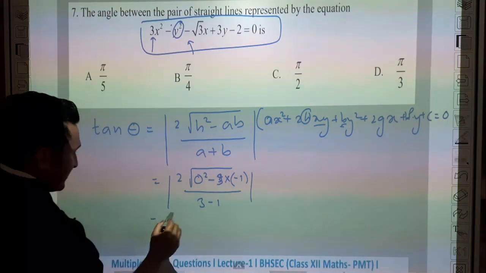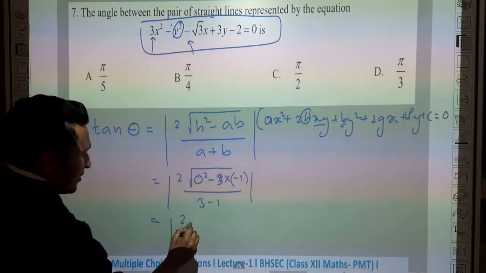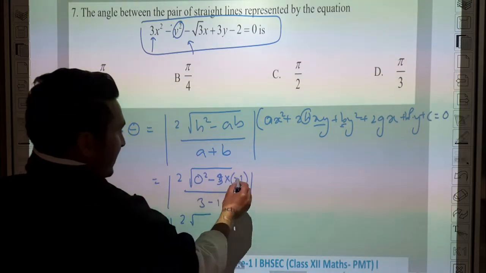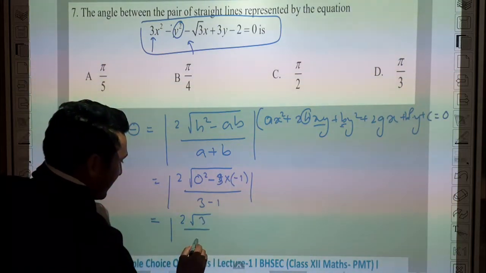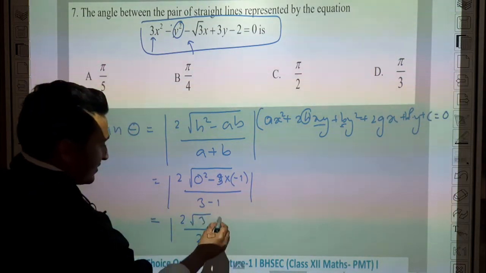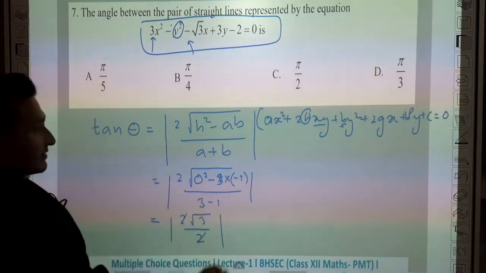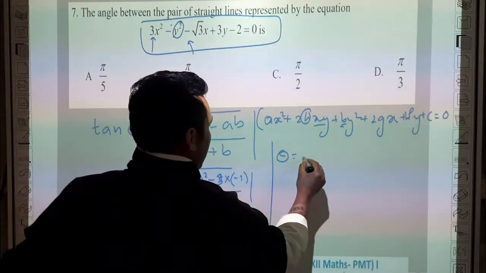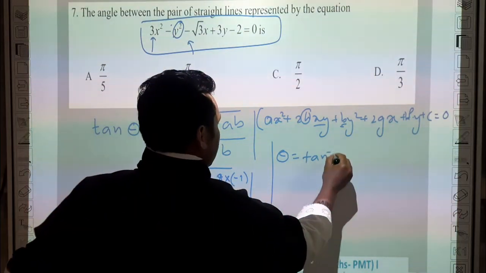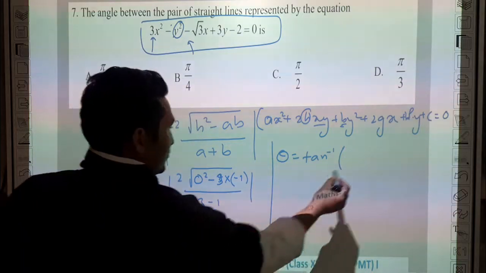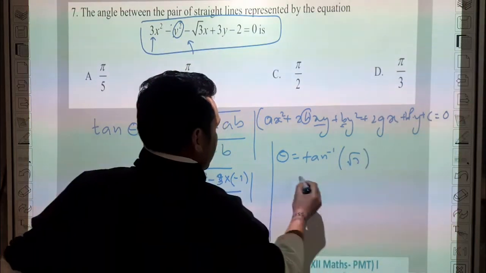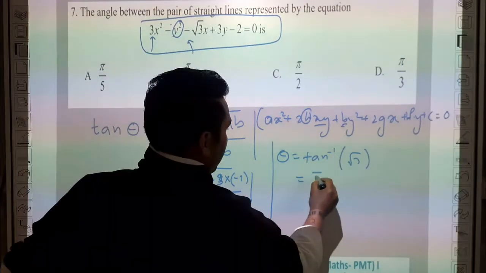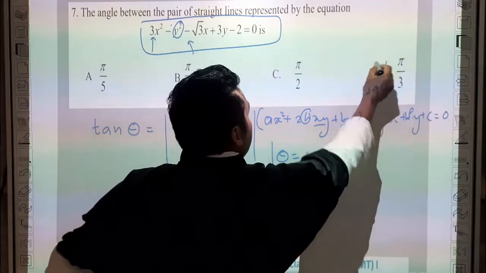So this is equal to modulus of 2 times square root of, minus times minus is plus, root of 3, divided by 2. 3 minus 1 is 2. Just cancel this 2 and we have theta equal to tan inverse root 3. Tan inverse root 3 is equal to pi by 3, and again the answer is option B.